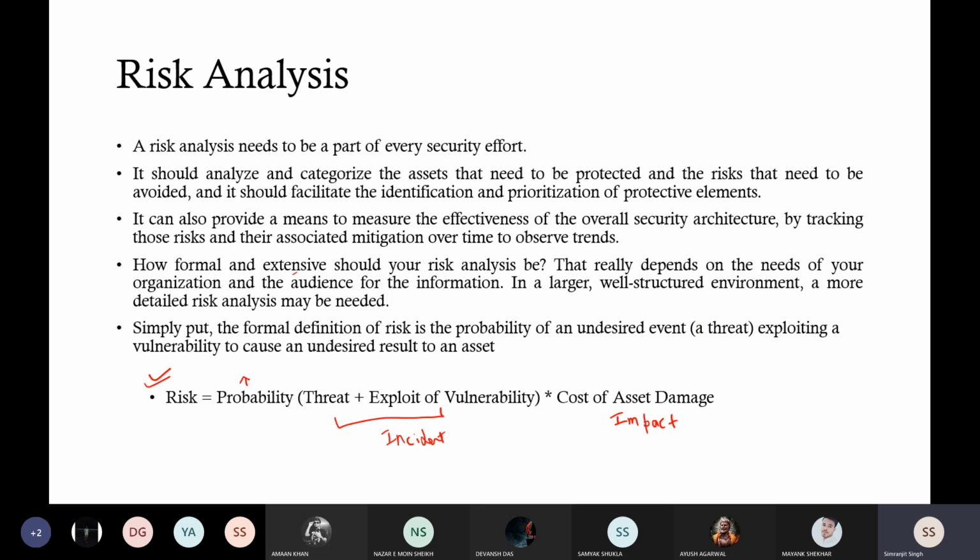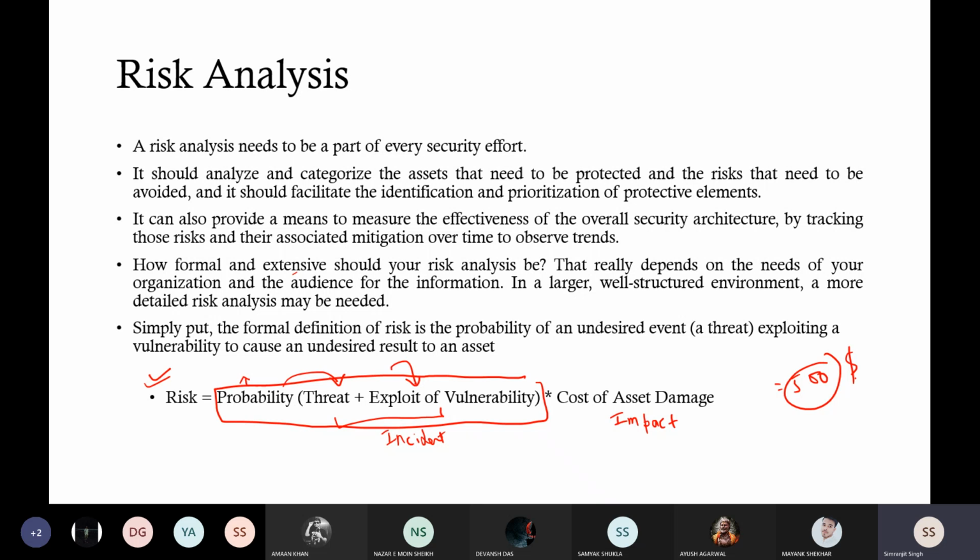You are thinking that there can be a risk percentage, and the cost of damage that can occur will be around $500. This particular thing will depend upon the probability of a threat and the exploit of the vulnerability. If you have done this very correctly, your cost of damage will be very less. The main source of your loss is the probability of threat and exploit of vulnerability. That is referred to as an incident.